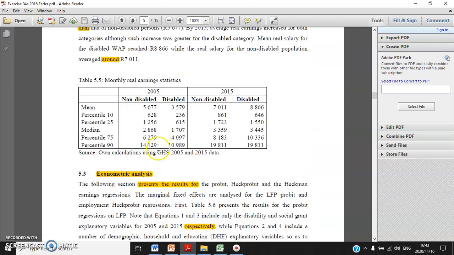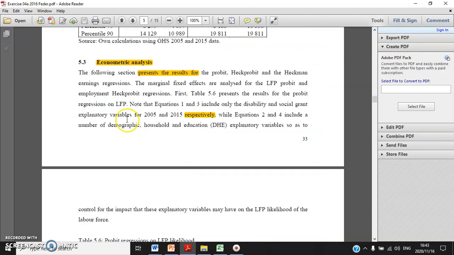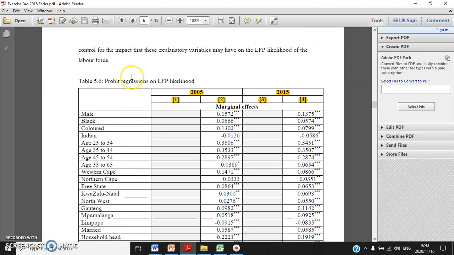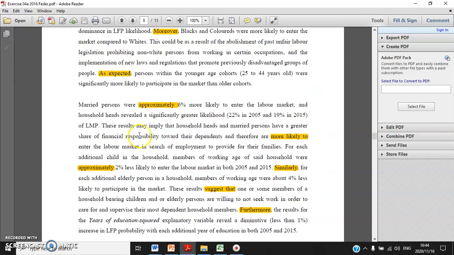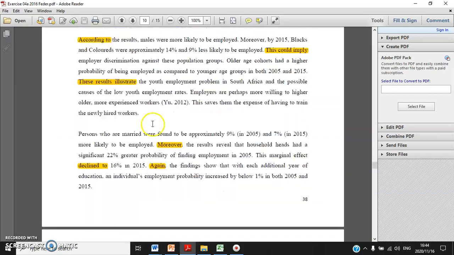So this is quite a nice start, and then she runs some regressions on labor force participation likelihood and employment likelihood, and she includes some dummies on the health status, whether the person is able or disabled, and the disability grant received status. So this is quite a nice start. I rely on you to make it.